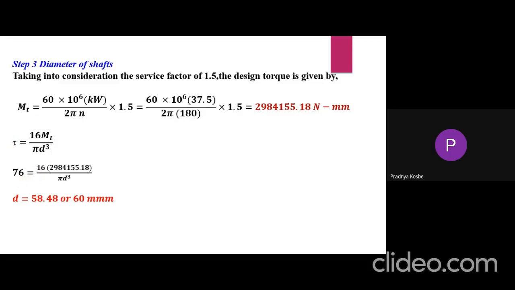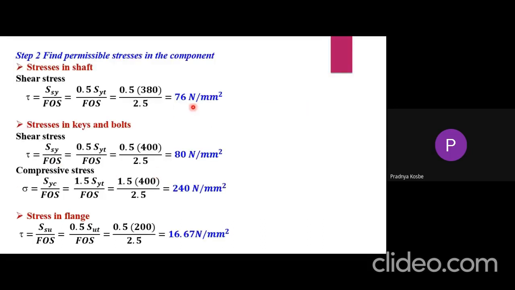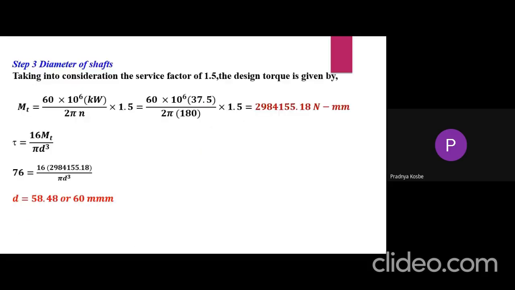Put the value of Mt in this equation of shear stress developed in the shaft. Tau permissible for the shaft is 76 Newton per mm square. Put that value and we get the answer. D is 58.48, or 60 mm.